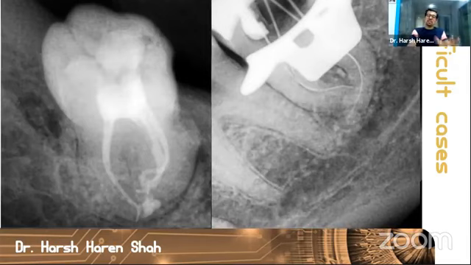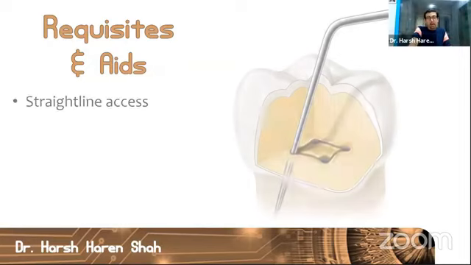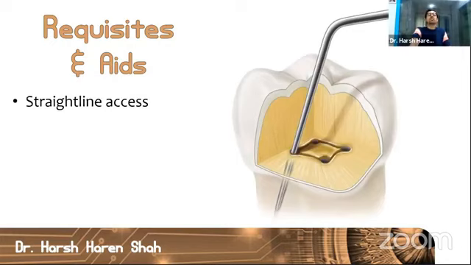The procedures that we will talk about will make sure that these difficult cases also get simplified by the end of this presentation today. Now, there are a few things which you definitely require to establish glide path. The first one is establishment of a straight line axis. If you do not have a straight line axis, glide path preparation cannot be achieved successfully. Similarly, all the instruments that are introduced subsequently will also have a lot of stress on them.